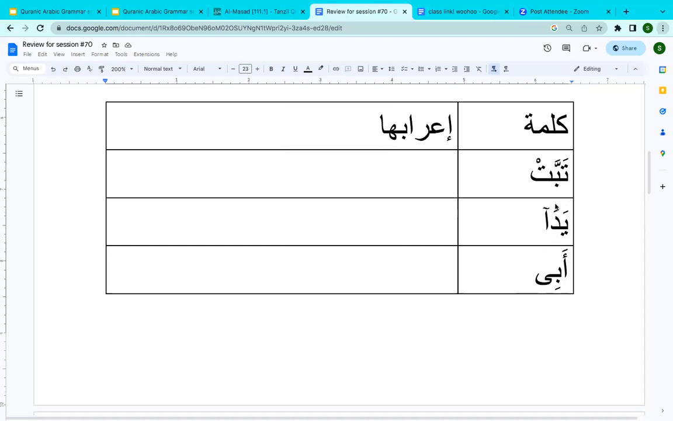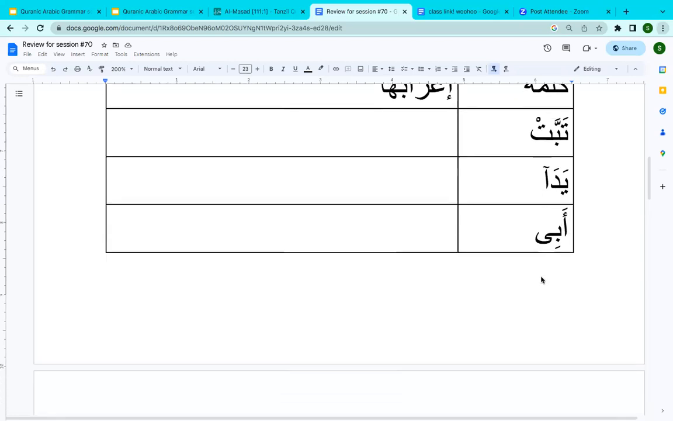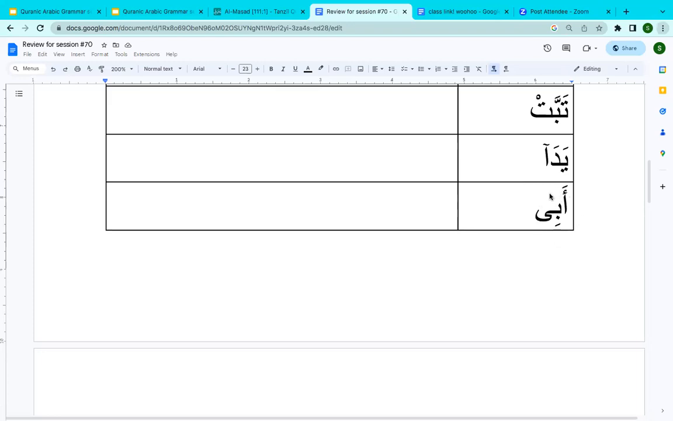If this is mudaf, it is going to be mudaf ilayhi. Absolutely, because between mudaf and mudaf ilayhi there cannot be any word that can be inserted, okay? So mudaf is right next to its mudaf ilayhi. So this is the mudaf ilayhi for yada. Very well done. Which category of word does abi belong to? Yes, they are inseparable. Very well done.